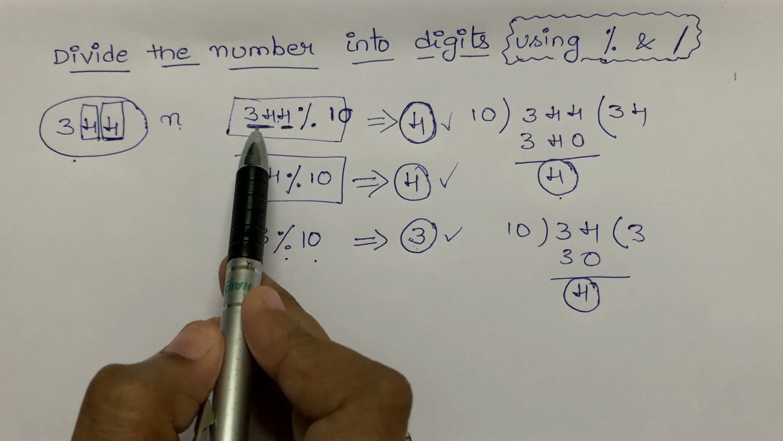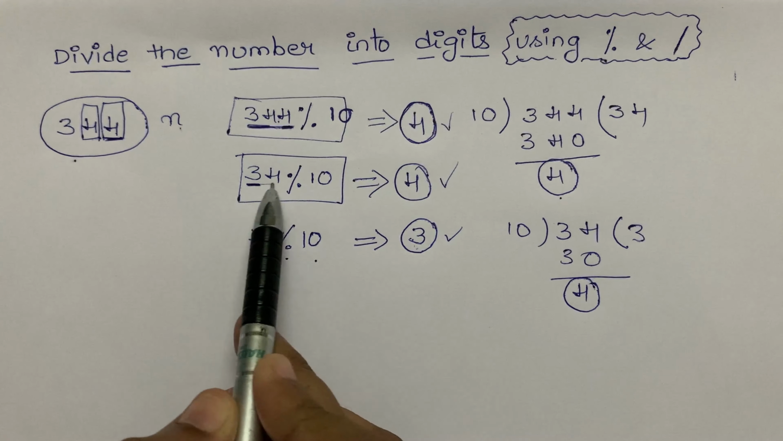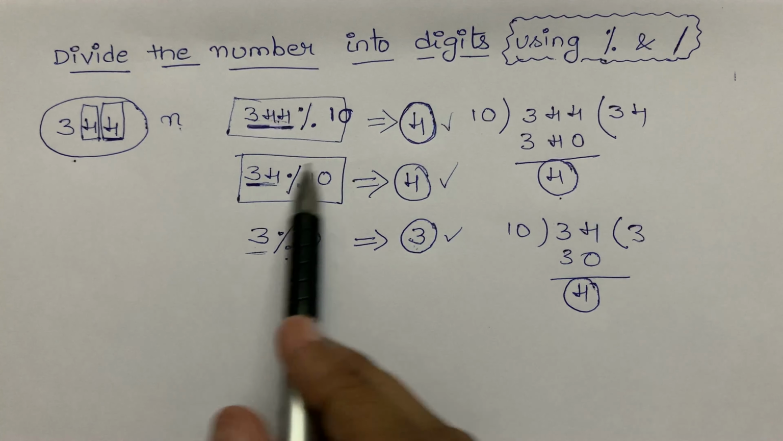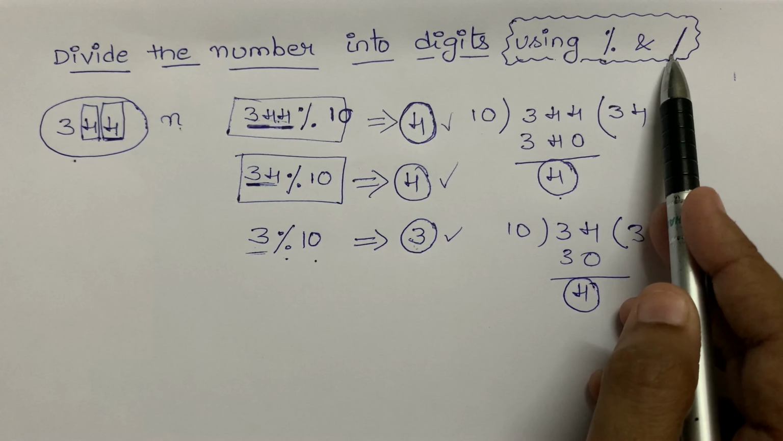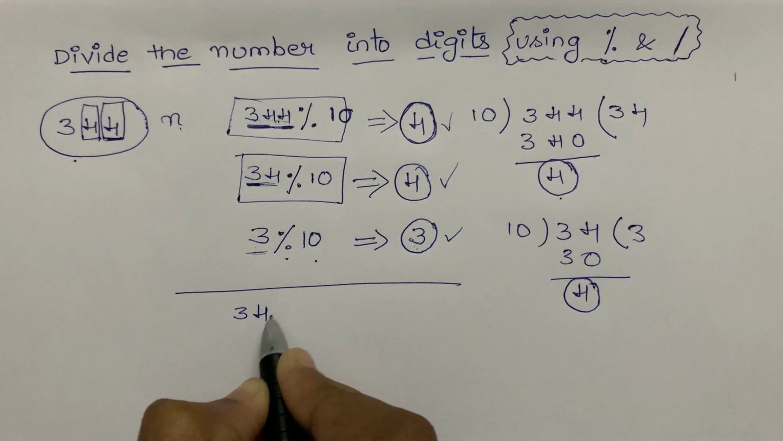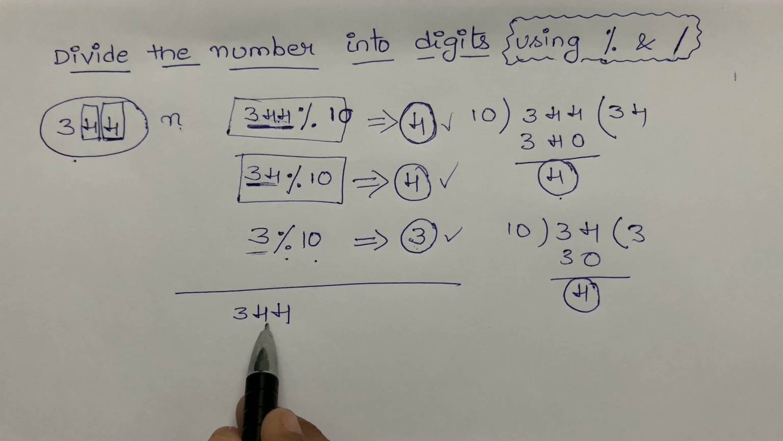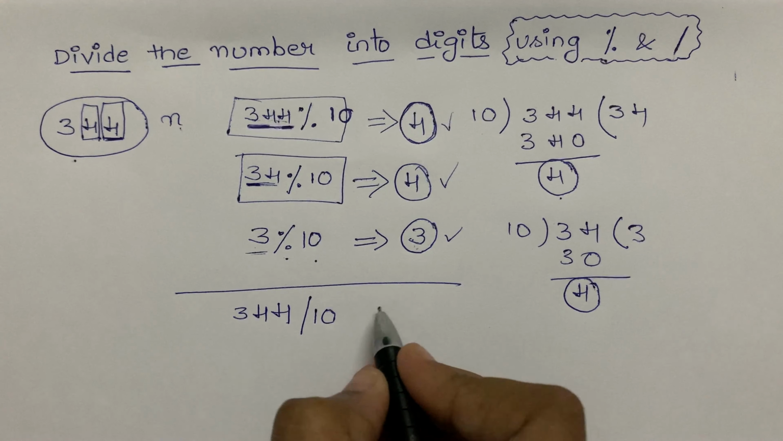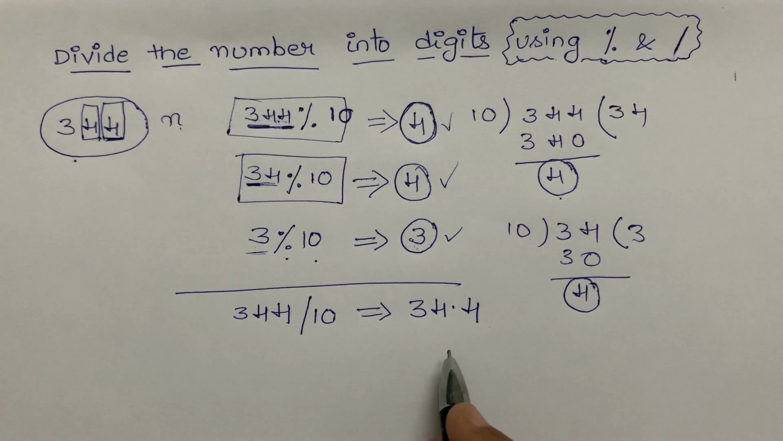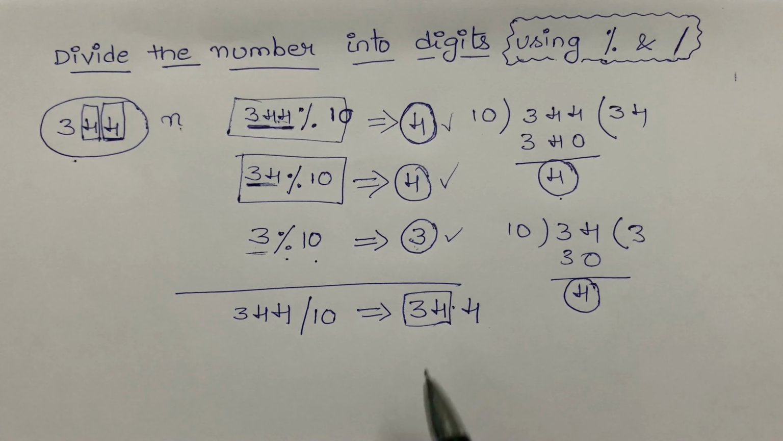But see, here I have taken 344 as input. Here 34, here 3. How to get 34 from 344 and 3 from 34? That is by using the division operator. From 344 I should get 34. So if I do division with 10, the answer will be 34.4. As we are doing integer division here, the output will be only 34. This 0.4 will be discarded. So this is the way we get 34 from 344.